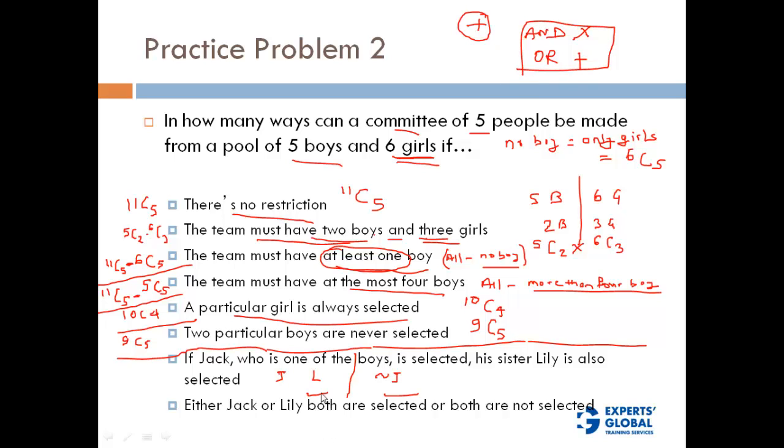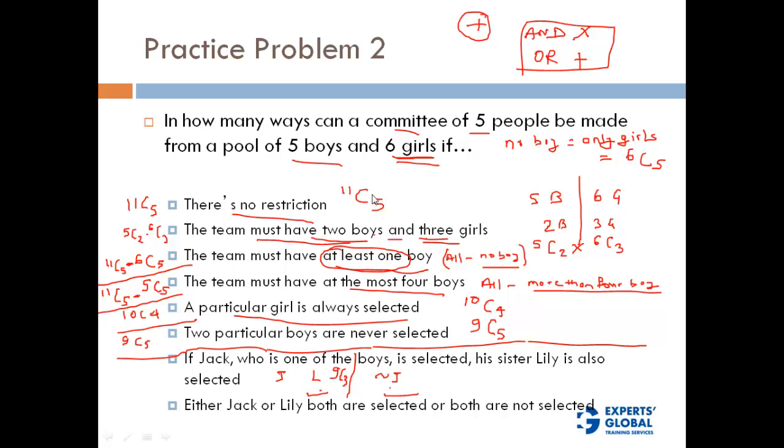So here we are going to calculate the number of cases independently, and we're just going to add them. Let's look at the first one. Jack is selected, and because of that Lily is also selected. So that means 2 people are already selected. I need to worry about filling 3 seats from the remaining 9 people. So this is going to be 9C3, correct? Why 9 people? Because 2 people are already selected.